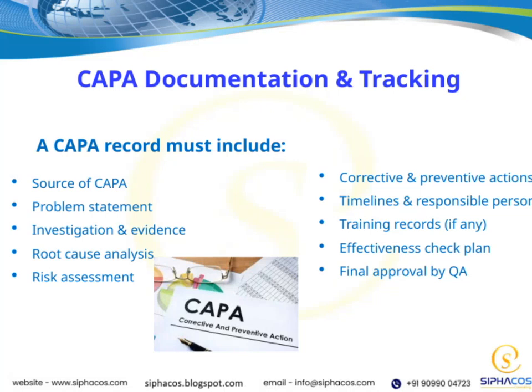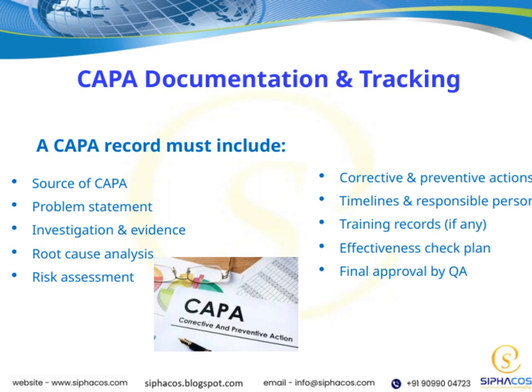Now, let's talk about what a CAPA record must include to be effective. First, it needs to document the corrective and preventive actions taken to address the problem. This is crucial because it shows how we're not just fixing the issue, but also preventing it from happening again. Next, we need to specify the timelines for these actions and identify the responsible persons, ensuring accountability and clear deadlines.